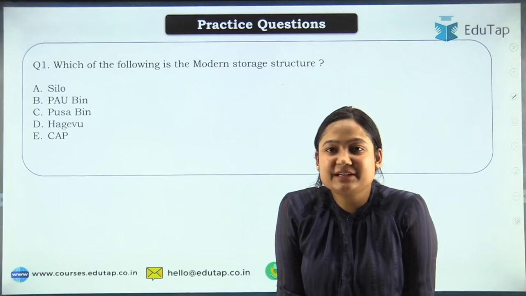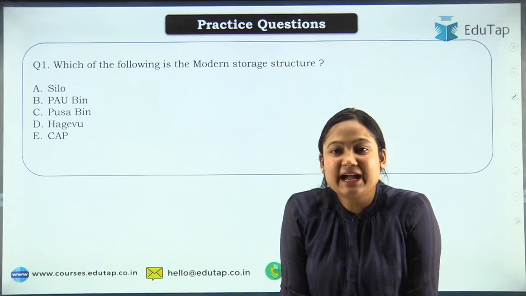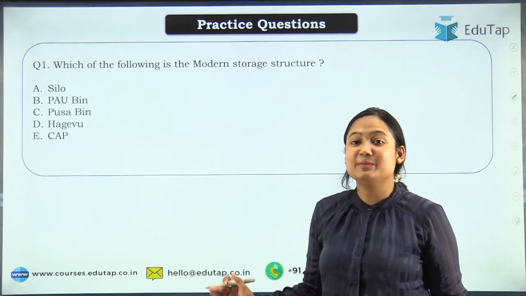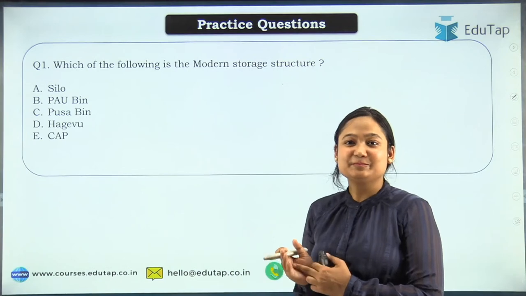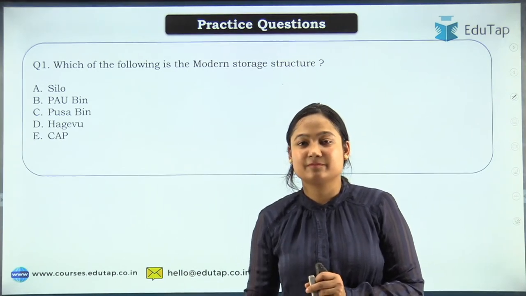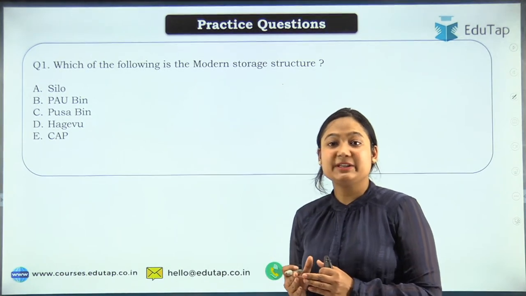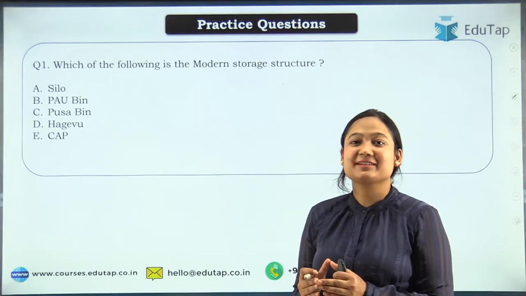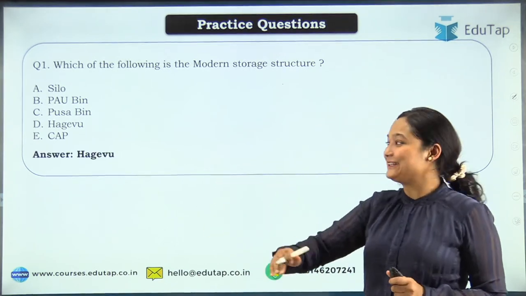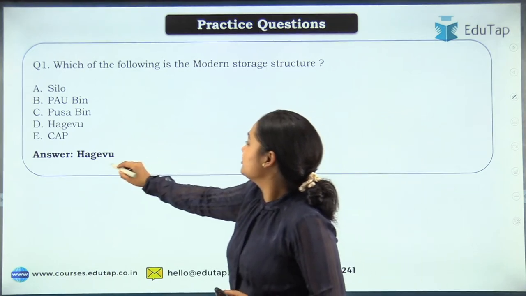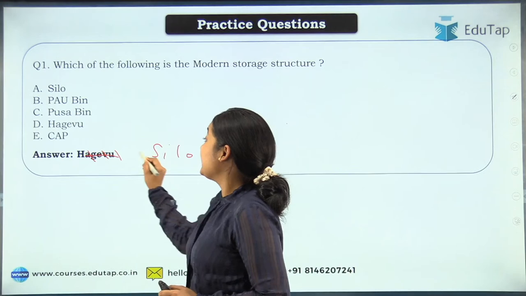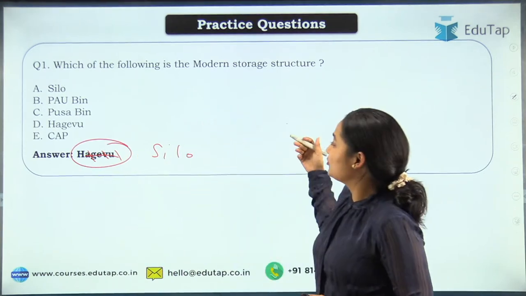Urmila has given the answer. Black Shadow has given the answer. Divya has given the answer. Om Prakash has given the answer. Mangesh has also given the answer. Preeti has also provided the answer. So it seems like you are all understanding what I am teaching. Of course, the correct answer is silo, not HAGEBU. Silo will be the correct answer. Which one is HAGEBU? That will be the question.